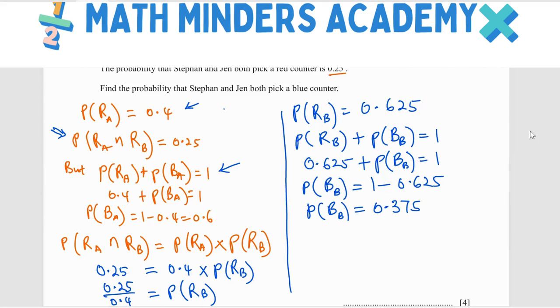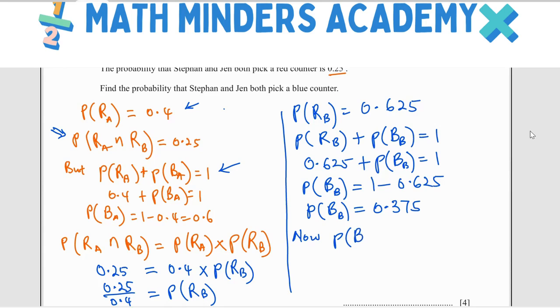Now, the probability that Stefan and Jen both pick a blue counter means that Stefan picks blue from bag A and Jen picks blue from bag B. So this is going to give us the probability of picking from bag A times the probability of picking from bag B, okay?